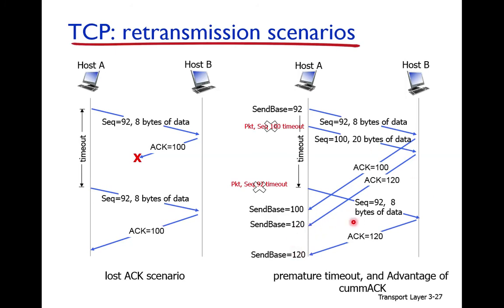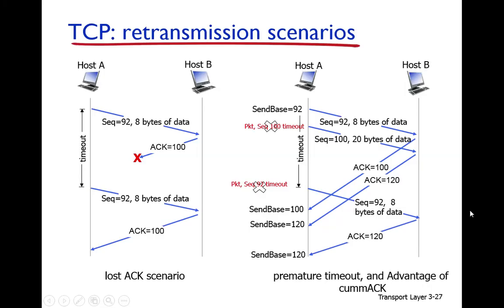So through this example we have shown that when the timeout value is less than the actual delay, a premature timeout happens. It means the packet was not actually lost. So we have discussed the TCP reliable transmission protocol.